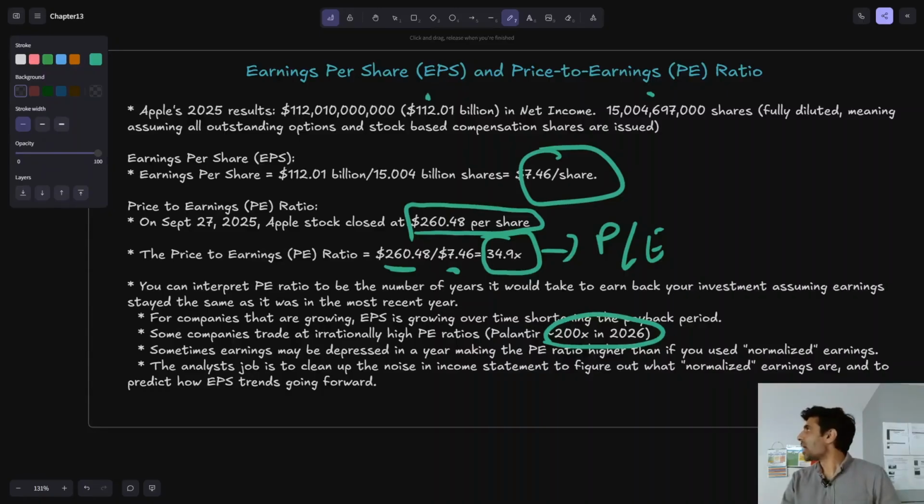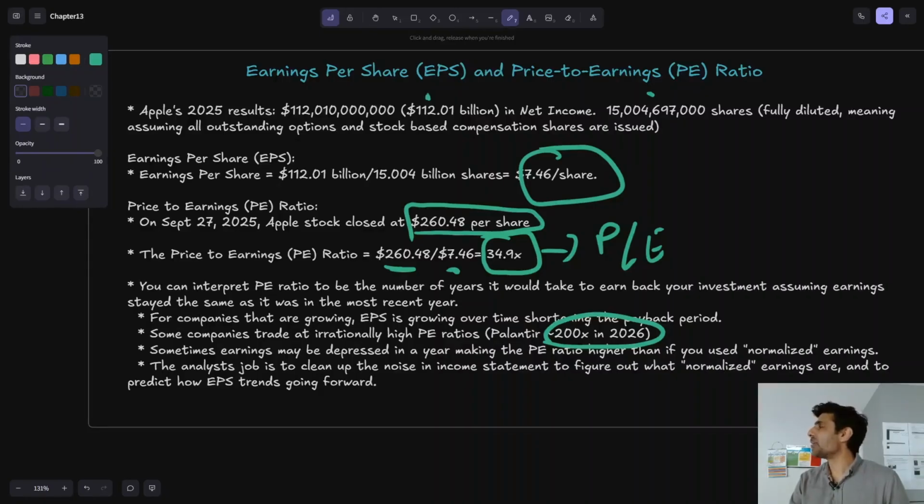Okay. So you could think about Palantir: at current earnings, it would take you 200 years to recoup your investment at today's prices. So I would not recommend investing in Palantir, because there are very few businesses that can survive 200 years and maintain their profitability and grow it. Okay. So it's a very risky investment to make.